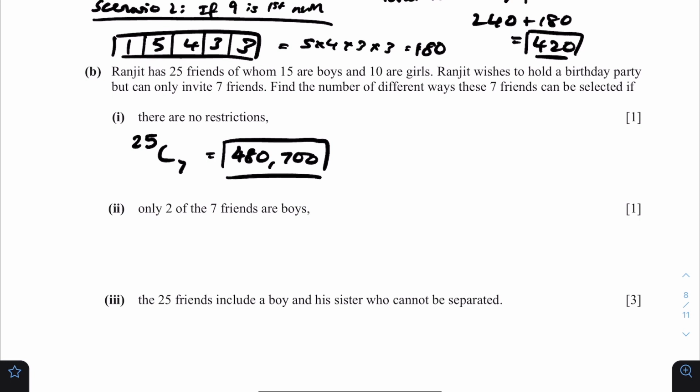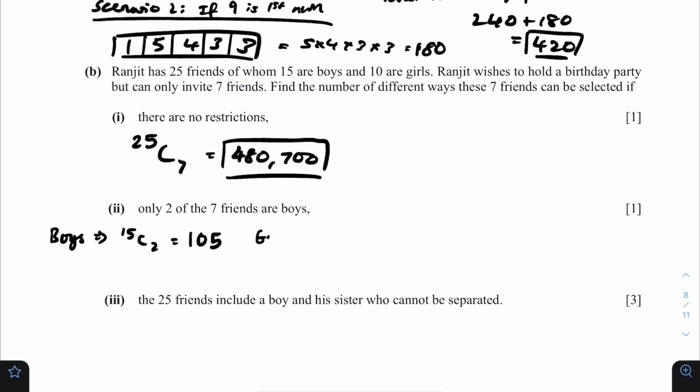Then only 2 of the 7 friends are boys. So basically, we have to look at this from both a boys and girls choosing perspective. So let's look at how many ways we can choose the boys. So we have 15 boys, therefore 15C2 is going to be 2 of the 7 people. So 15 choose 2 is equal to 105. And that's the boys' end.